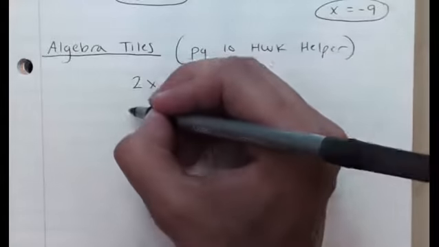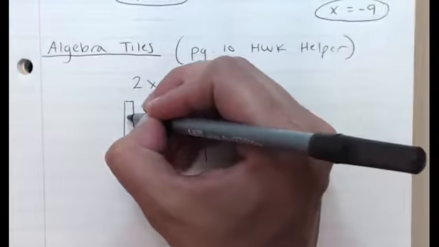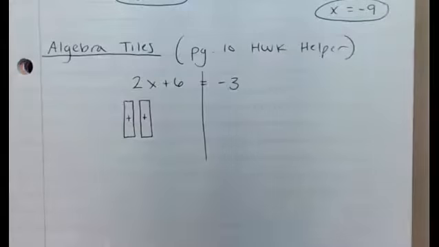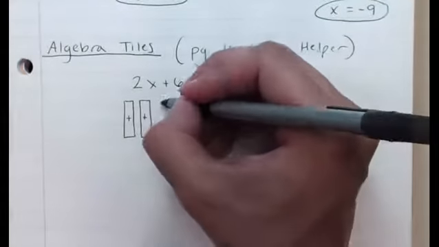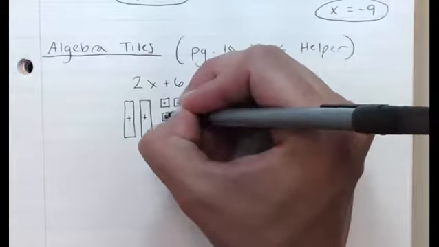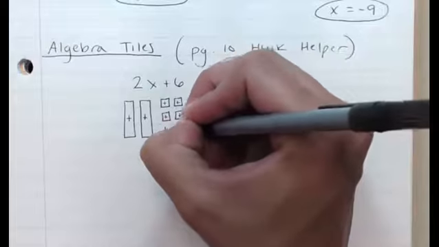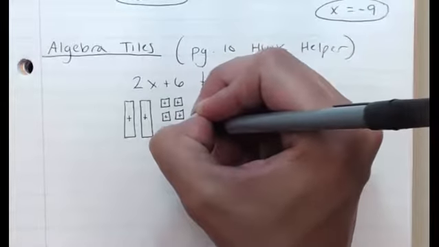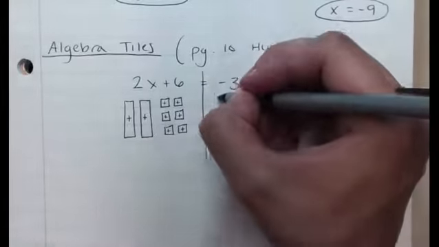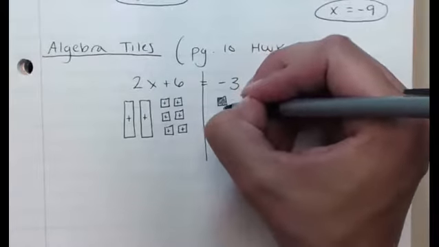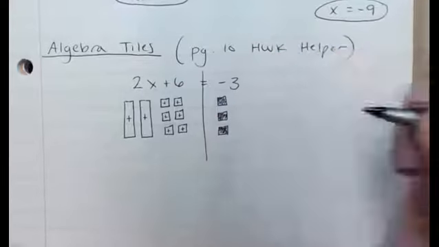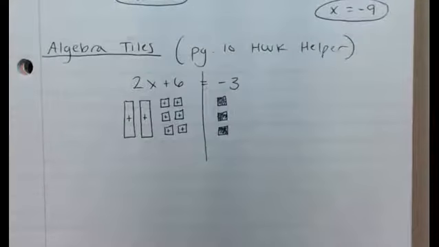So 2 x's, I'm going to draw my 2 rods, and I'm going to label them positive. 6 little squares, and they're all positive, so I'm going to label those 6 positive little squares. And then on the right side I have negative 3. I'm going to go ahead and shade these. 3 negative units. So this is how we should set it up.